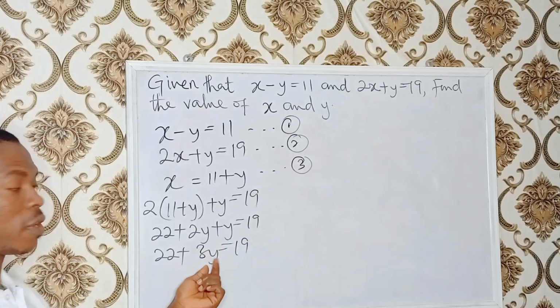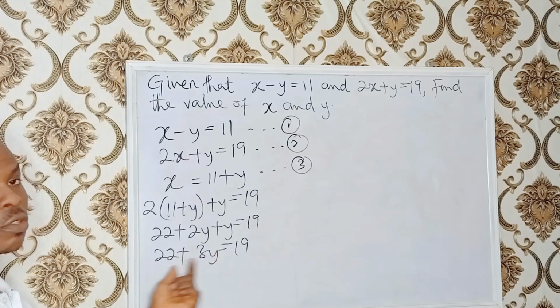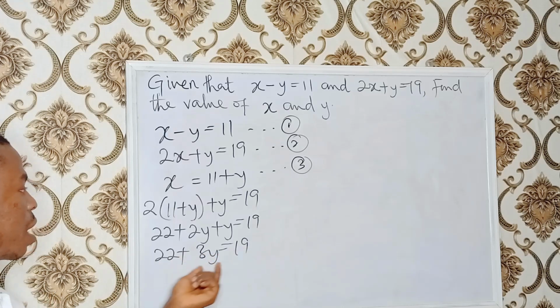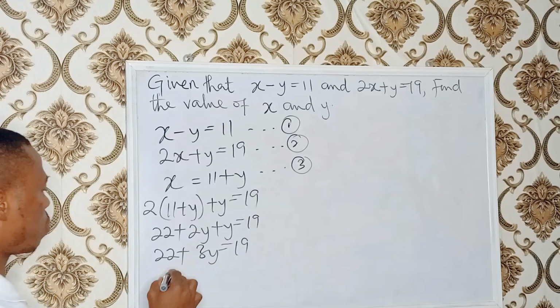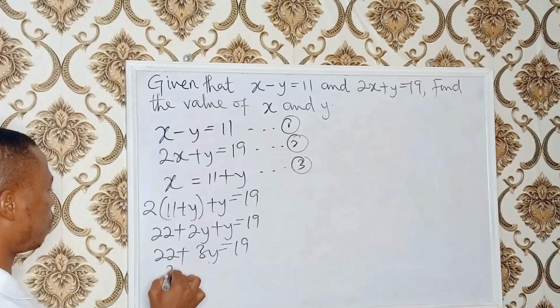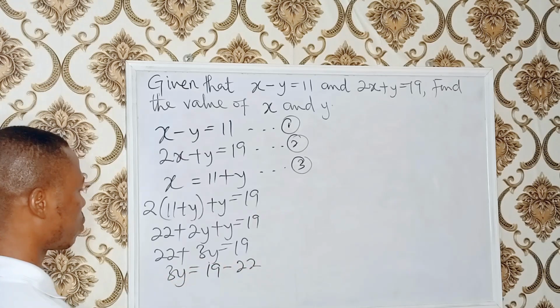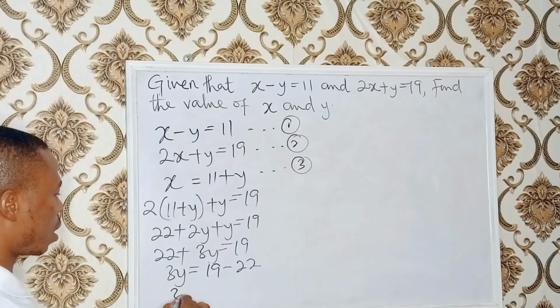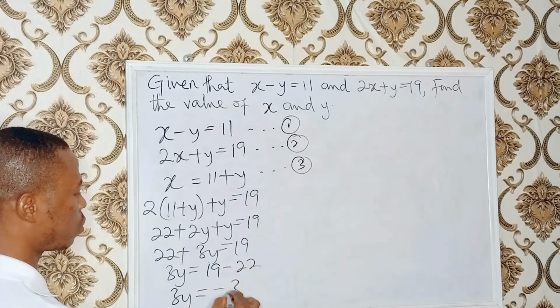Now we need to find the value of y, so in that case, we have to subtract 22 from both sides so that we can have this 3y alone. Because if I say 22 minus 22, that will give me 0, and then we'll be able to have this 3y here. 3y now equals to 19 minus 22, and then 3y equals to 19 minus 22 gives us minus 3.